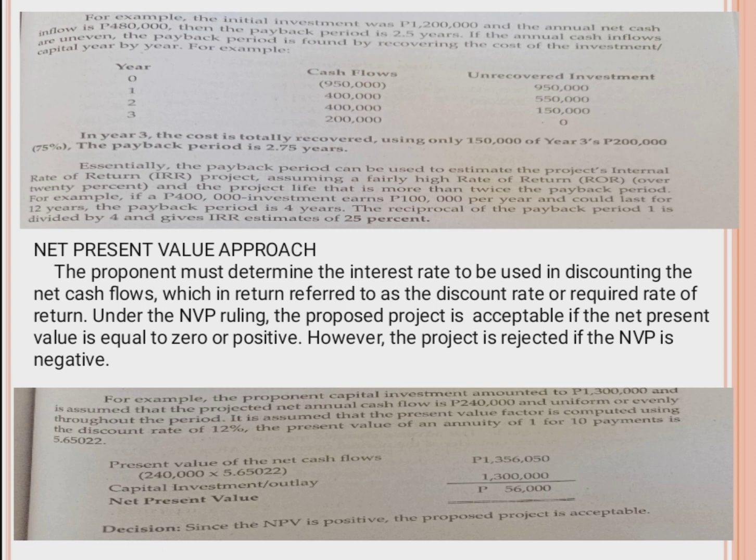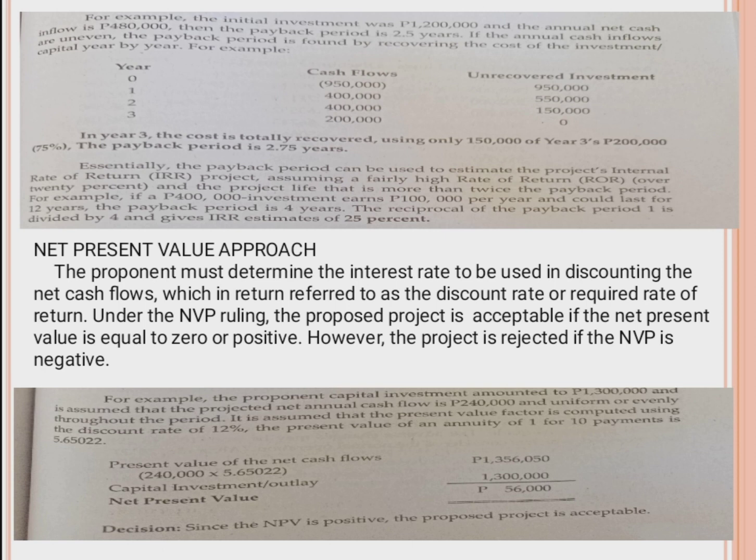Essentially, the payback period can be used to estimate the project's internal rate of return, IRR, assuming a fairly high rate of return, over 20%, and a project life that is more than twice the payback period. For example, if a 400,000 investment earns 100,000 per year and could last for 12 years, the payback period is 4 years. The reciprocal of the payback period, 1 divided by 4, gives an IRR estimate of 25%.